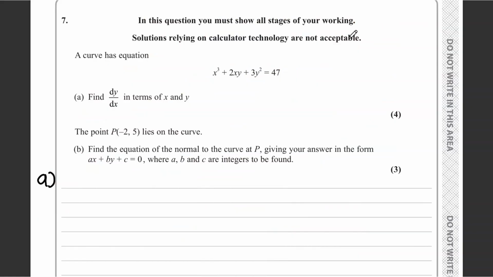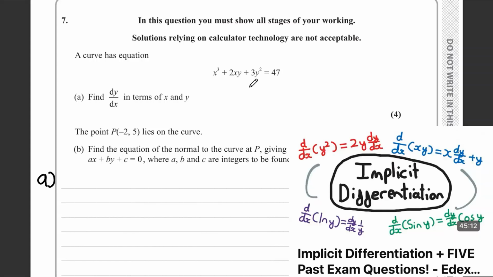Okay, so for question 7, we're told a curve has equation x cubed plus 2xy plus 3y squared is equal to 47. And for part A, we need to find dy over dx in terms of x and y for 4 marks. So we need to differentiate this equation here, and as it involves both x and y terms, we're going to use implicit differentiation for this here.